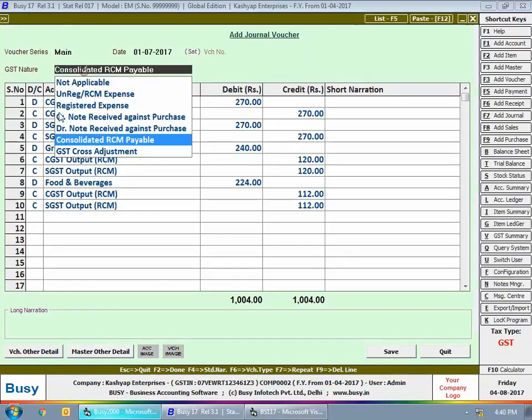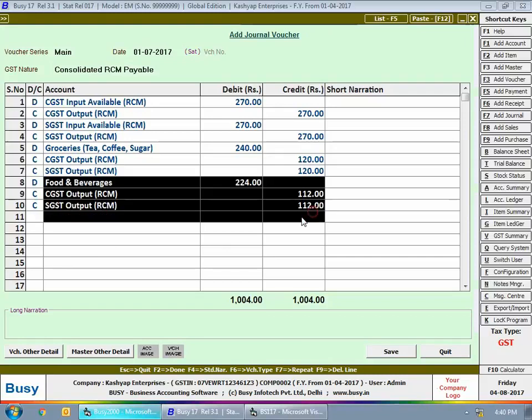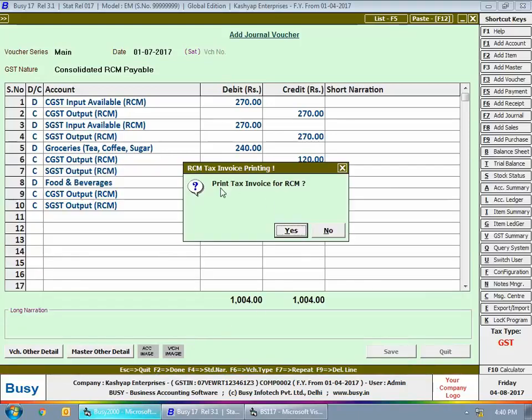On pressing the save button, you can see a journal voucher has been posted where CGST input available and SGST input available are debited. In case of groceries and food and beverages, as you will not be getting ITC claims, so these accounts are debited. On saving the voucher, the reverse charge liability window will appear, and the data shown in the reverse charge liability window will be reflected in GSTR2. You can click Manage RCM Invoice Number to generate invoice numbers for these RCM vouchers. Pressing the save button in the window, you can print the tax invoice for RCM.